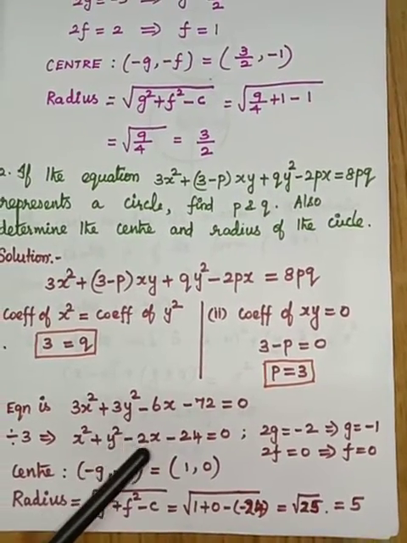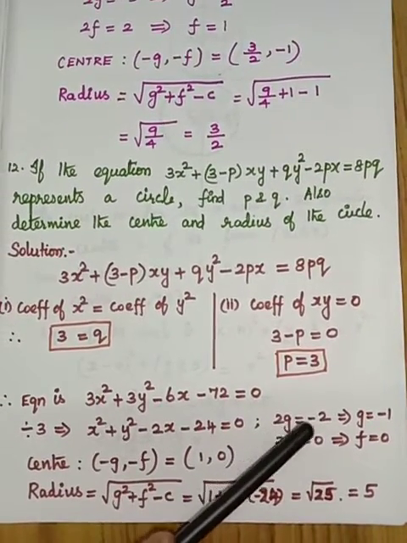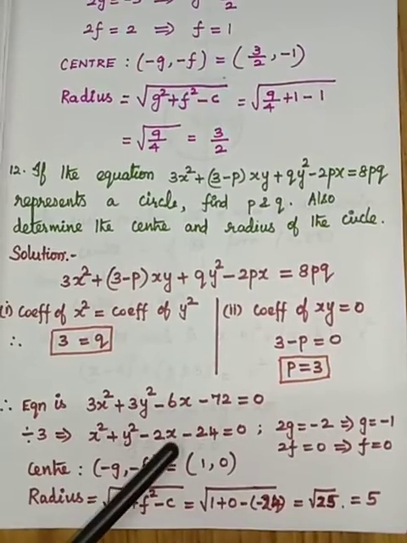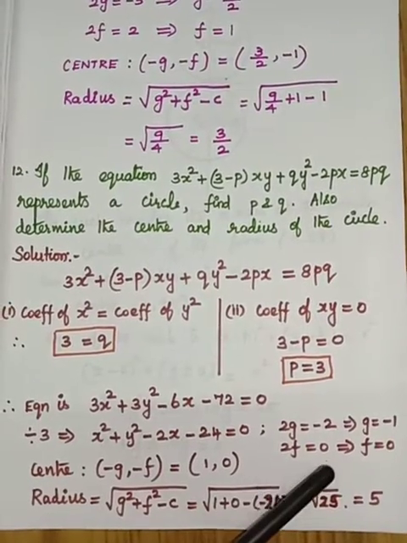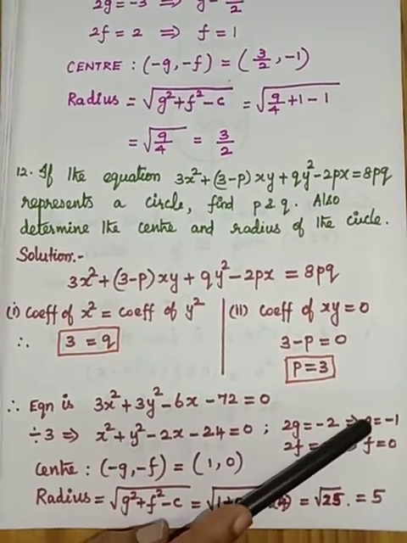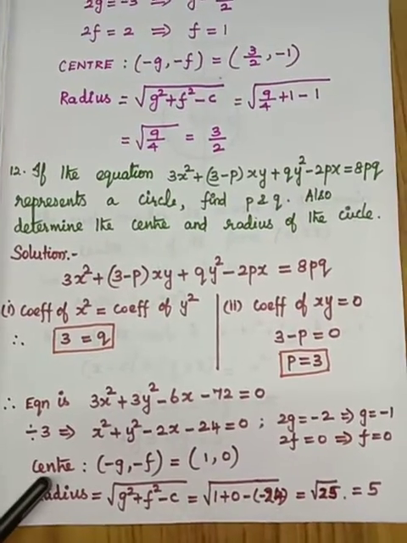From this, the coefficient of x is nothing but 2g. 2g is equal to minus 2. There is no y term, so 2f is equal to 0. So from that, we have found g and f. So substitute in the formula.